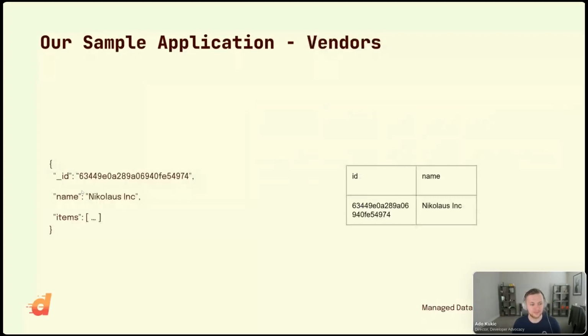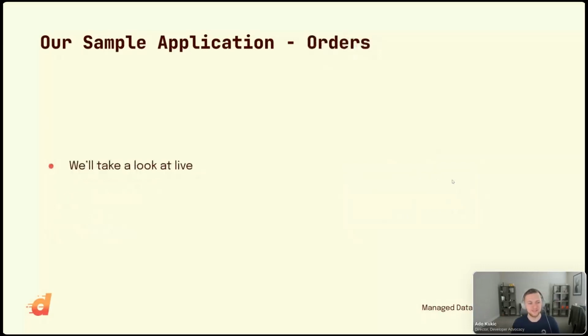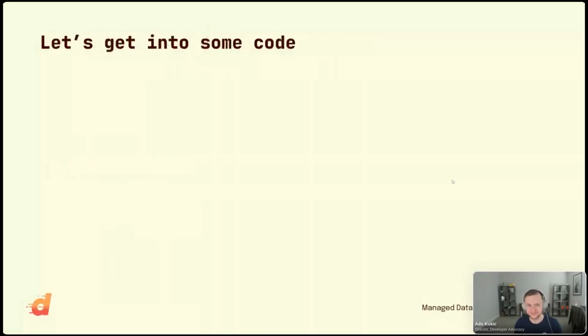Our vendors are pretty simple. On the MongoDB side, we have just the vendor's name and the items that they produce stored in an array. But in our Postgres example, we're going to have just the ID of the vendor and their name, and we're going to use joins to combine that data when needed. And then finally, for our orders, since these are going to be much bigger fields, we're going to look at these live. So we'll close out our presentation and now get into our application.